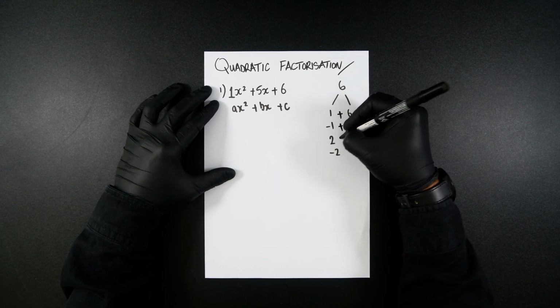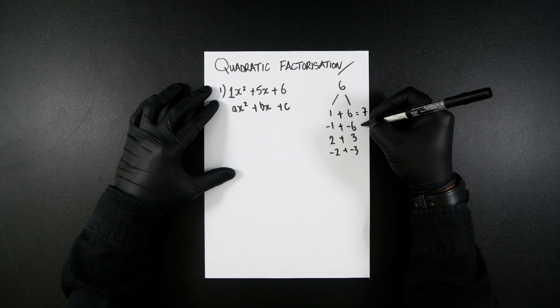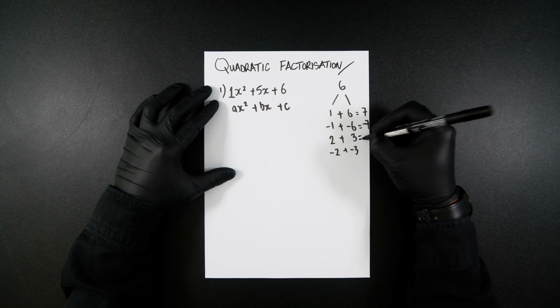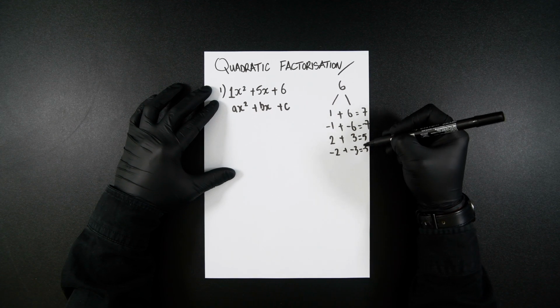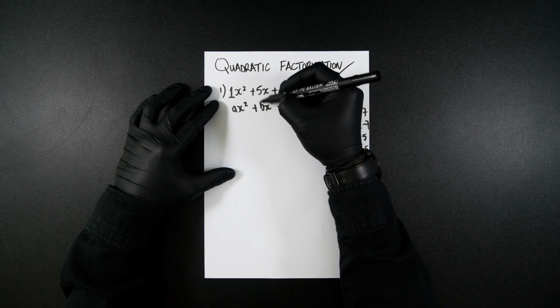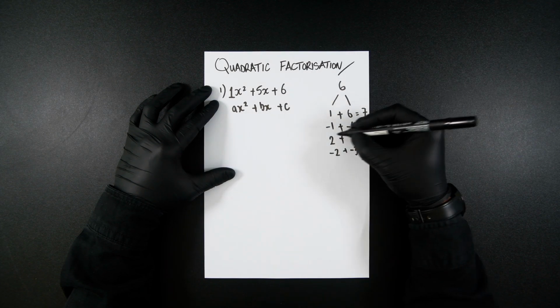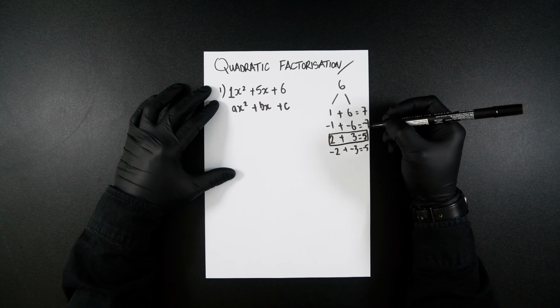Put a plus sign in between everything and then add them up. So 1 plus 6 is 7, minus 1 minus 6 is minus 7, 2 plus 3 is 5, minus 2 minus 3 is minus 5. So you're going to look down here and see which number is equal to the b term. This is plus 5, so positive 5. So the one we're looking for is 2 plus 3, which equals 5.